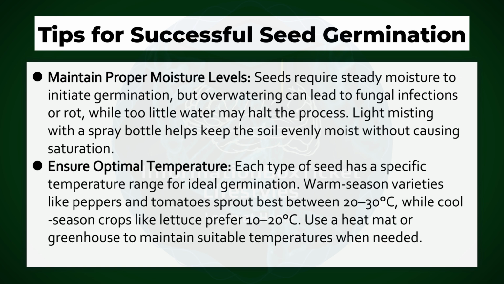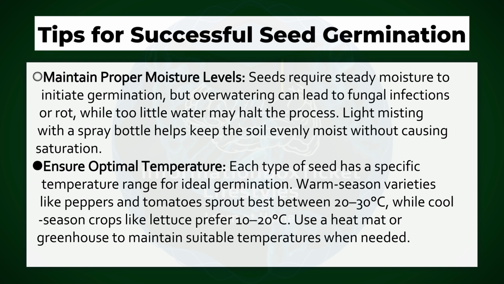Ensure optimal temperature. Each type of seed has a specific temperature range for ideal germination. Warm season varieties like peppers and tomatoes sprout best between 20 to 30 degrees Celsius, while cool season crops like lettuce prefer 10 to 20 degrees Celsius. Use a heat mat or greenhouse to maintain suitable temperatures when needed.